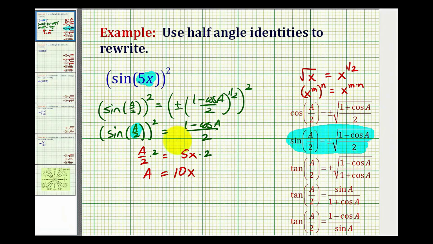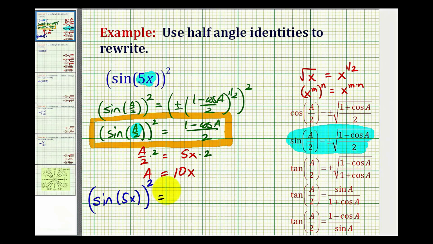Now we have all the information we need to apply this slight variation of the half-angle identity for sine. We're going to have sine of 5x raised to the second is going to be equal to 1 minus cosine 10x divided by 2. And if we want, we could rewrite this as 1/2 minus 1/2 cosine 10x. There's really not a lot going on here other than getting familiar with these new half-angle identities. Let's take a look at one more.